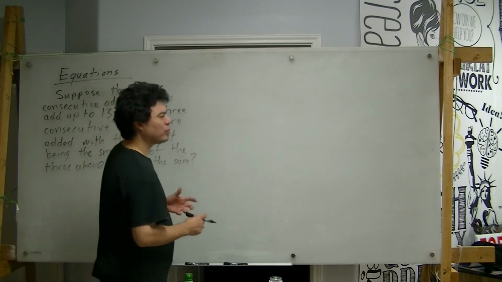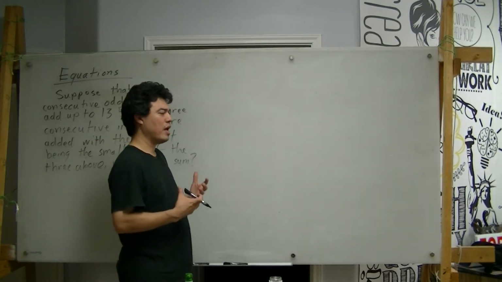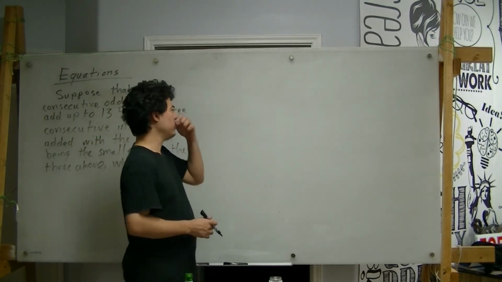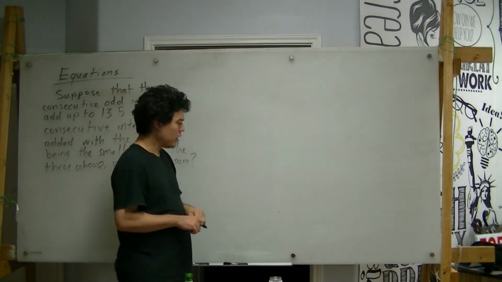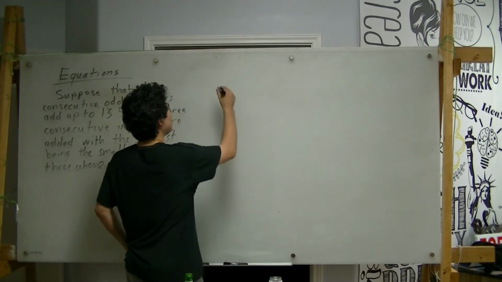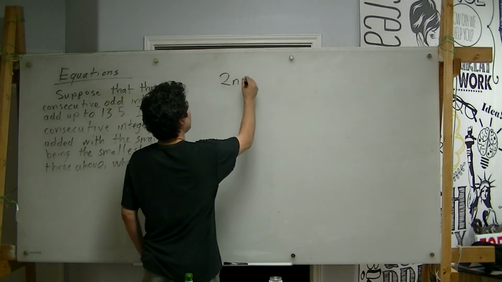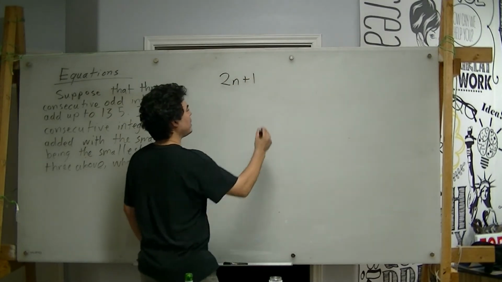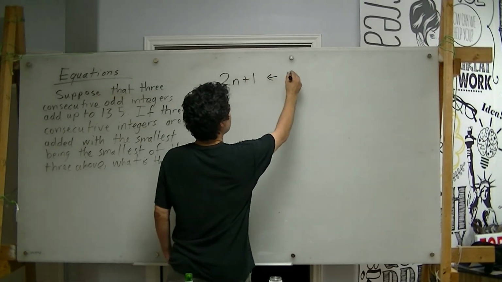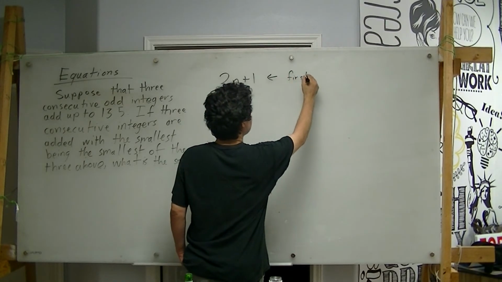So the first thing I'm going to do is start by writing down how you can express an odd integer. An odd integer can be expressed as 2n plus 1. So let's say that this is my first odd integer.